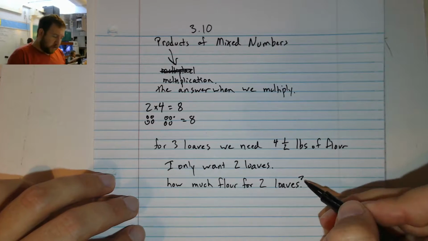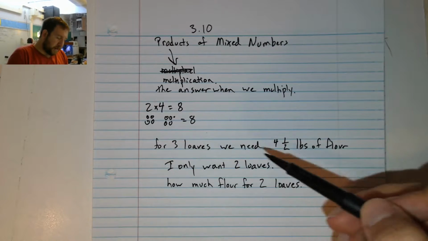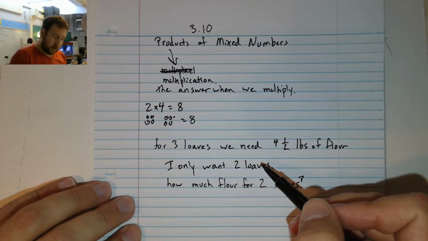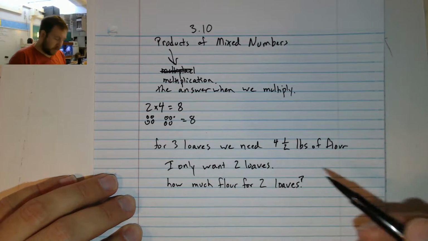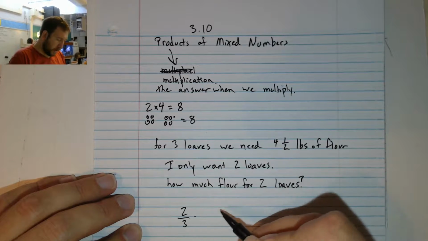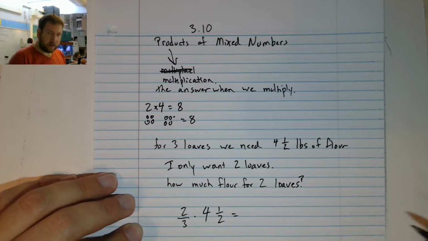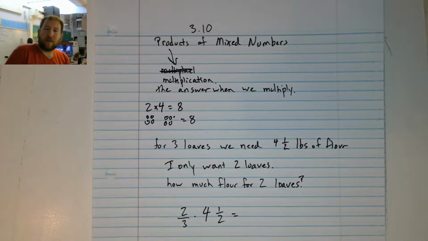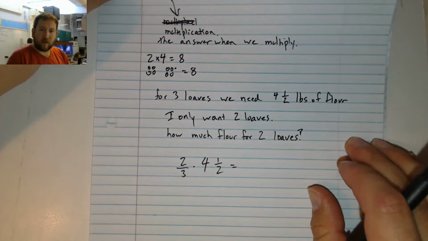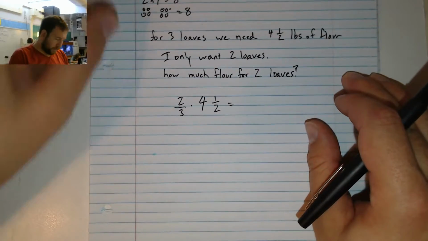And we're going to use multiplying fractions to solve this. Because if 3 needs 4.5, and I only want 2, 2 is 2/3 of 3. So I can just take 2/3 times 4.5 to solve that problem. But we haven't quite learned how to do those things. So we're going to have to come back to this in a moment.